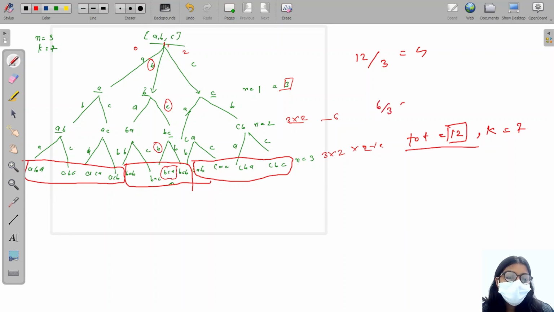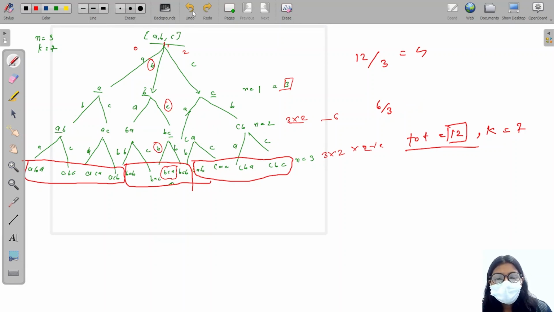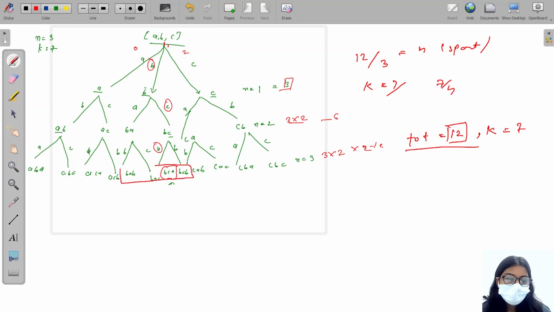6 divided by 3 is 2. The part of the strings starting with A are 2, the part starting with B are 2, and the part starting with C are 2, right? So from here I get to know the single part, that is, the single part is of size 4. Now K is equal to 7. Now if I divide this 7 by 4, since the single part is of size 4, right?